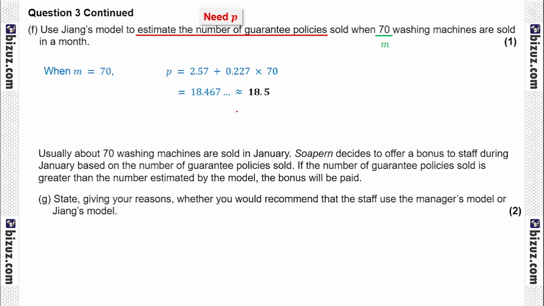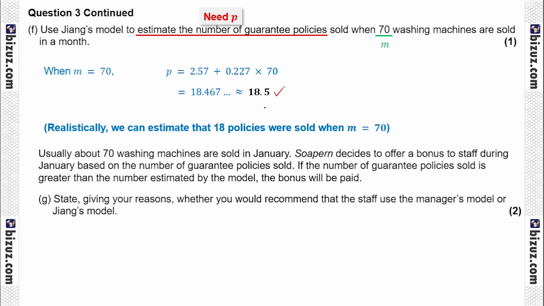Now, realistically, 18.5 policies cannot be sold. A policy cannot be a half an integer. It's probably 18 policies if we were to give a realistic answer. However, we'll leave it here because in these types of questions, generally, even the decimal isn't considered a wrong answer.